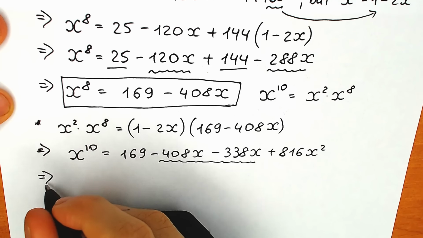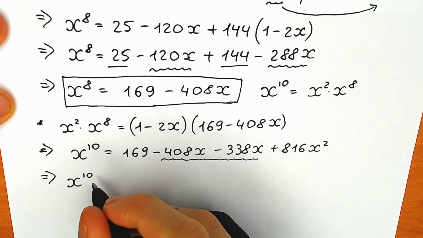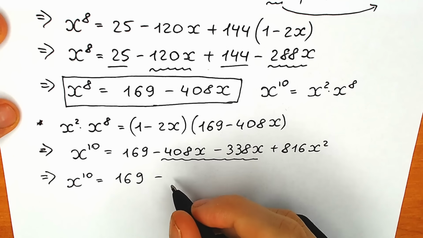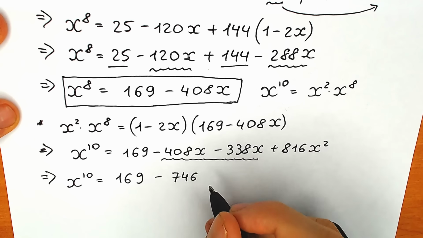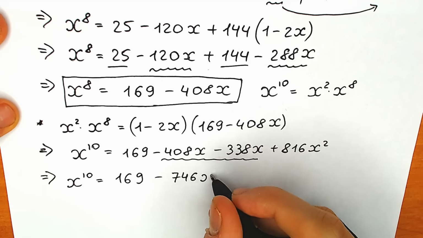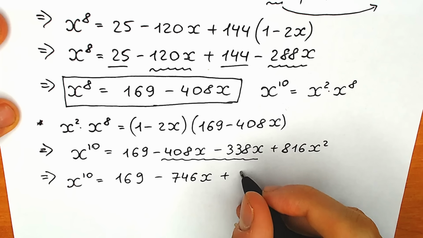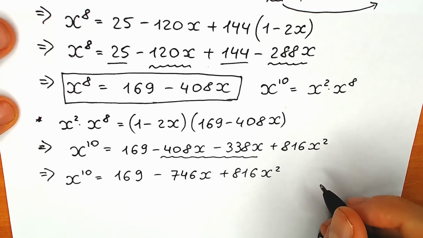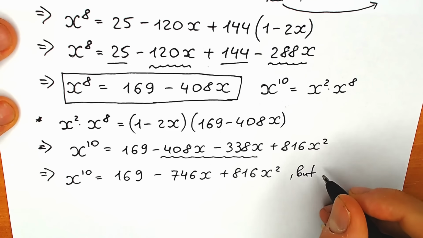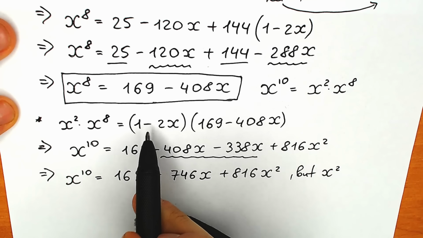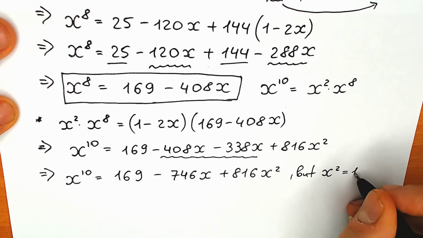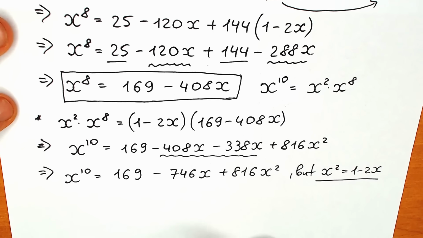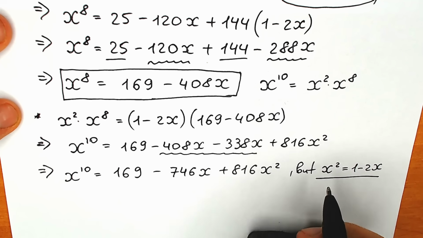So let's do it. So x to the power 10 equal to 169 minus, when we subtract it, we have 746x, not x squared, and plus 816x squared. And according to the same logic, x squared equal to 1 minus 2x. As you can see, we use this expression a lot, multiple times, which is really great because it helps us to reduce a power.